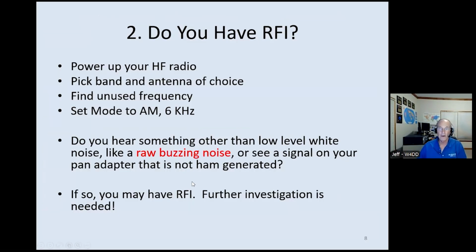So do you have RFI? Well, you power up your HF radio. You pick the band and antenna of choice, find an unused frequency. You set the mode to AM, much easier to diagnose problems in AM mode. You should hear a nice gentle hiss. And if you hear a raw buzzing noise or see a strange signal on your pan adapter that's not ham generated, that's another sign you may have RFI. So if you do see those characteristics, you need to investigate further.